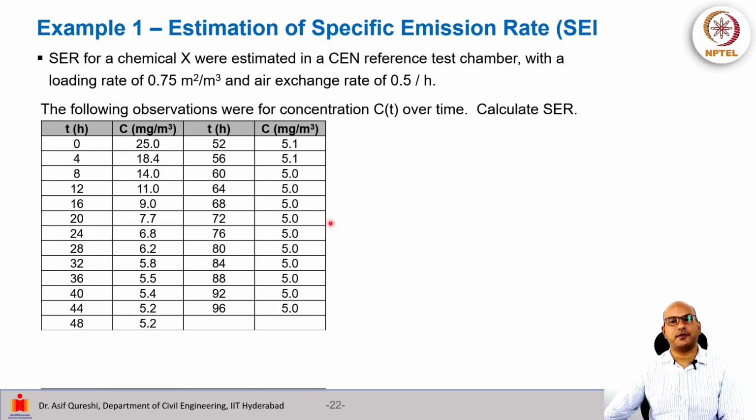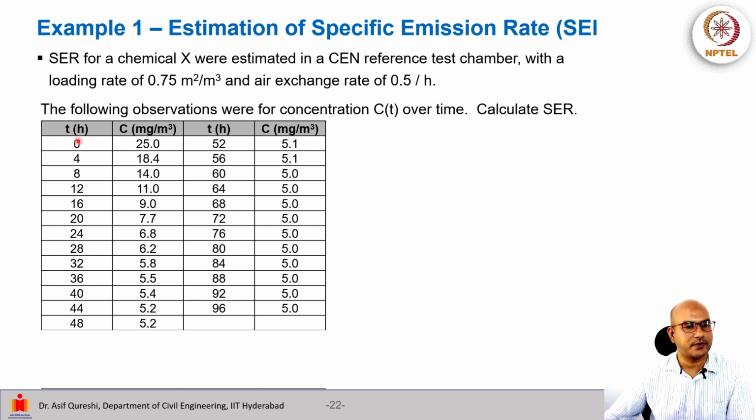So now we will basically look at a couple of examples. This example is on the estimation of specific emission rate. Here we have a chemical X which was put in a CEN reference test chamber with a loading rate of 0.75 meter square per meter cube and the air exchange rate of 0.5 per hour. Then the following observations were made for the concentration of chemical that is coming out over time, and our task is to calculate SER.